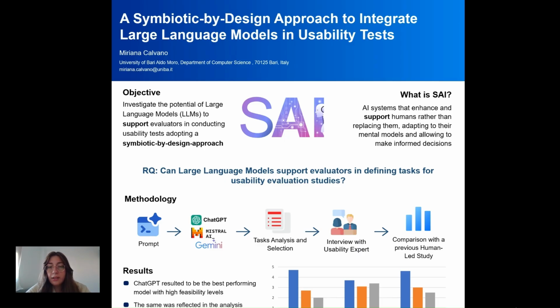The research question that laid the ground of this work is: can large language models support evaluators in defining tasks for usability evaluation studies? To answer this question, a five-step methodology was designed. An AI-based system applied in the medical domain was considered as a reference for the generation of tasks. The starting point is defining a prompt to ask different LLMs, specifically ChatGPT, Mistral, and Gemini, to generate usability tasks. After collecting outputs, the most coherent and relevant tasks were selected and analyzed.